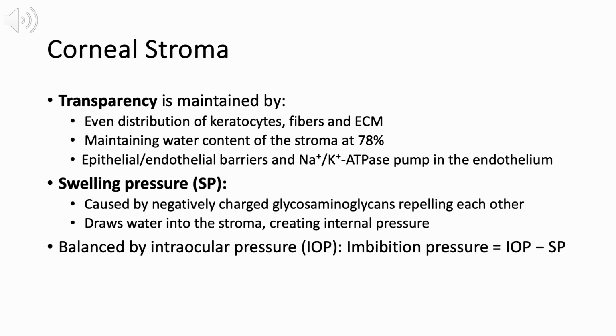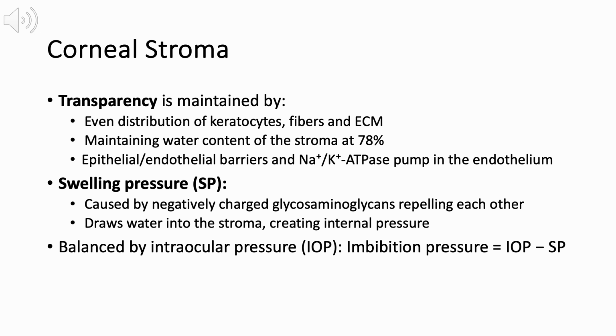Corneal transparency depends on the organized arrangement of keratocytes, collagen fibers, and extracellular matrix, which minimizes light scatter. Transparency also requires precise regulation of stromal hydration, maintained at about 78%. This hydration is controlled by the epithelial and endothelial barriers and sodium-potassium pumps in the endothelium, which regulate fluid movement. Swelling pressure is generated by negatively charged glycosaminoglycans in the stroma that repel each other and draw in water.